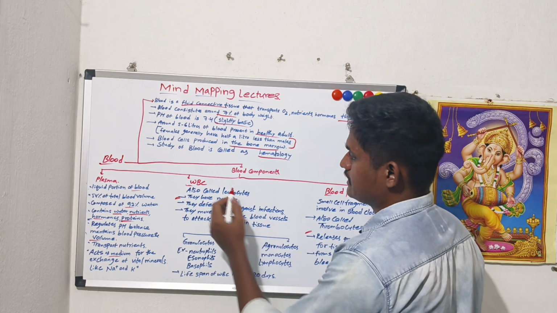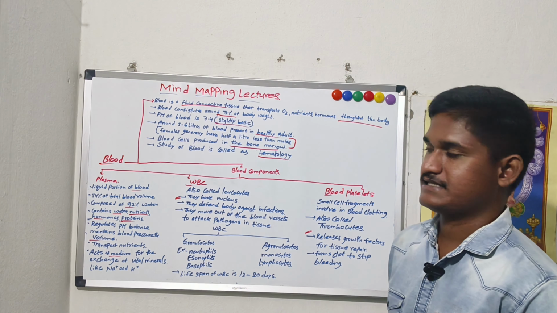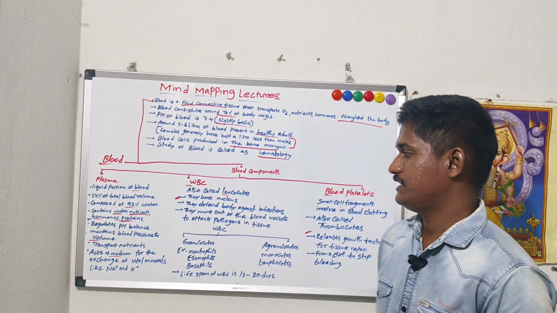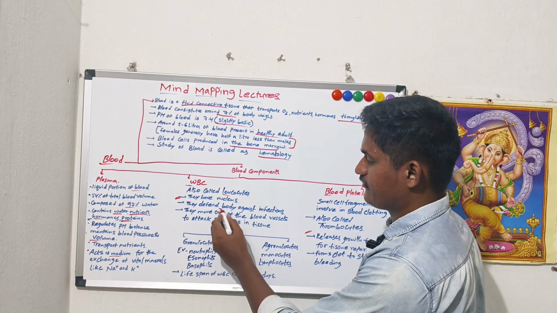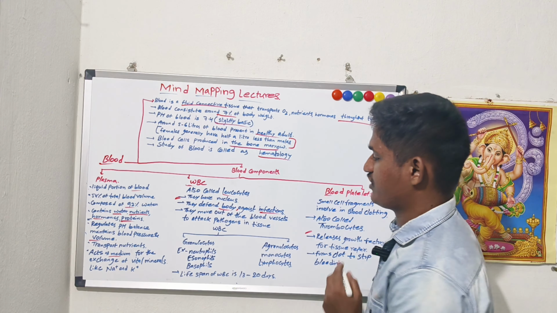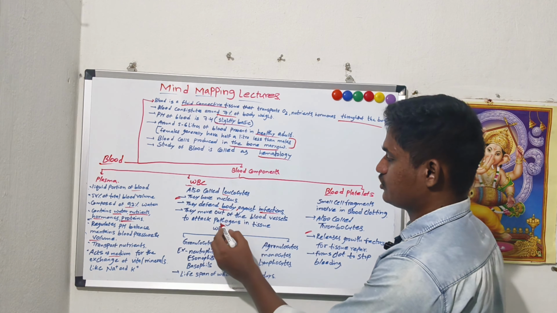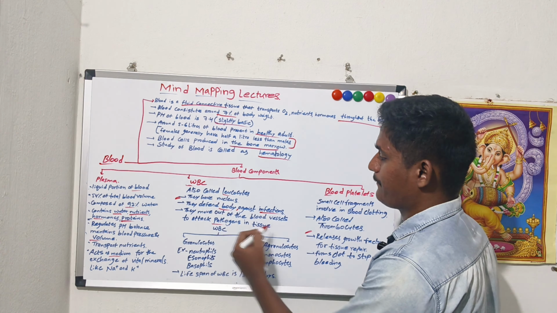Here the WBC. WBCs are white blood cells. They are also called leukocytes. They have a nucleus and they defend the human body against infections. They move out of the blood vessels to attack the pathogens in the tissue. This process is called diapedesis.